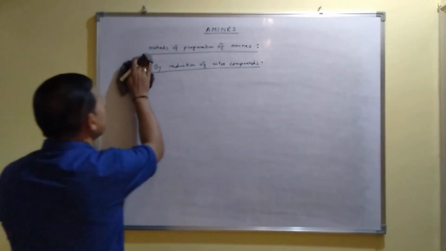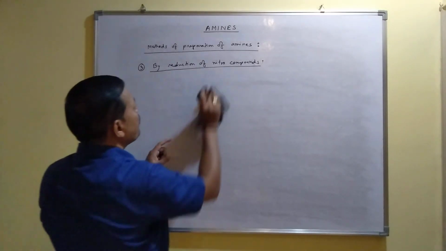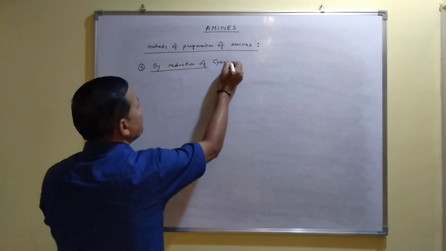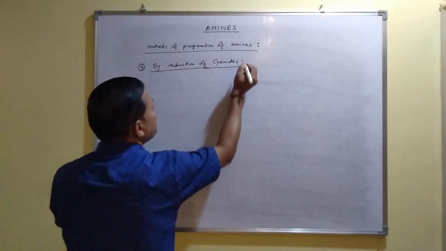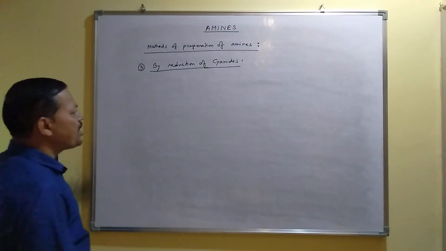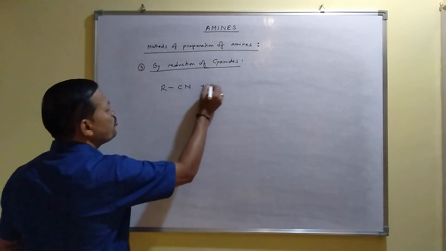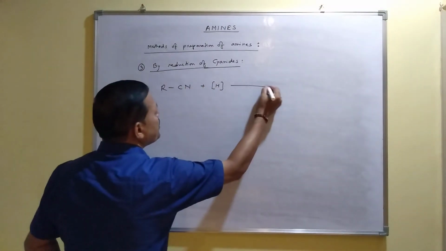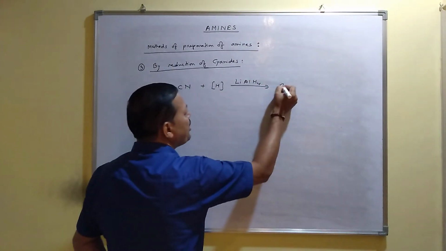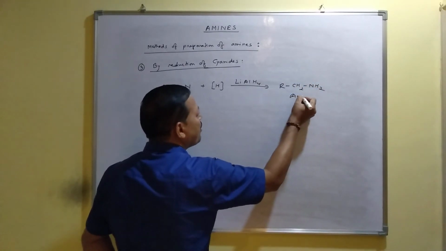Now I will give you the number 3 method. By reduction of cyanide. Cyanide means the CN compound. Those compounds which contain the CN functional group are called cyanide or nitrile. This is one of the alkyl cyanides. When you do reduction in the presence of some reducing agent like lithium aluminium hydride, then the compound will convert to RCH2NH2. I mean, you will get the amine.